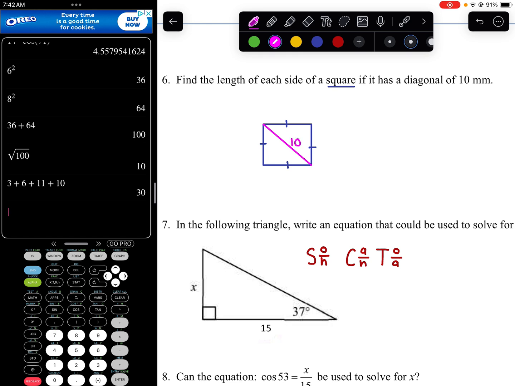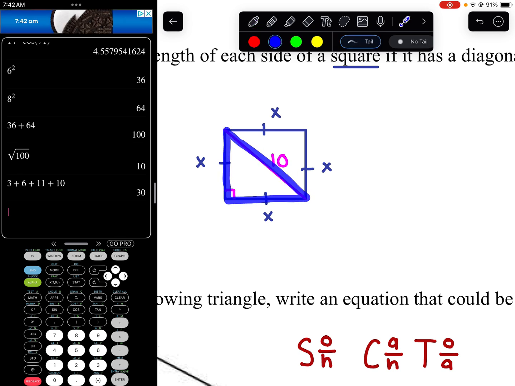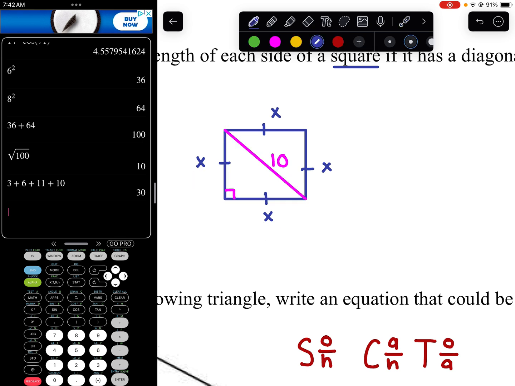So again, because a square has 4 equal sides, we know that if one of the sides has a length of x, then all of the sides have a length of x. A square, remember, also has a right angle. And so this ends up making a right triangle where we can go ahead and solve for the missing sides. So let's go ahead and start to set up Pythagorean theorem.